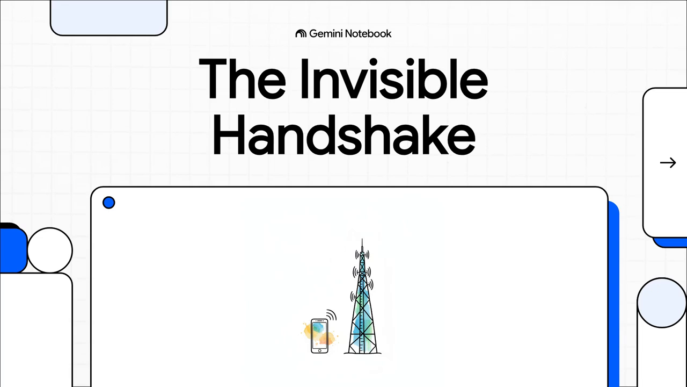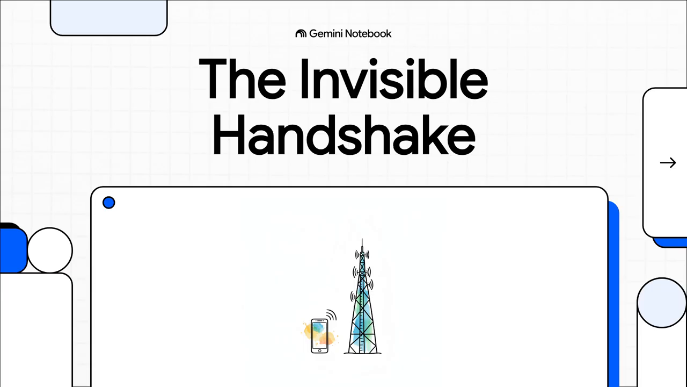Welcome to this explainer. We completely take it for granted. You pull a rectangular piece of glass out of your pocket, tap a name, and literally within seconds, you are talking to someone halfway across the globe. But the actual engineering required to make that seamless connection happen is nothing short of miraculous.